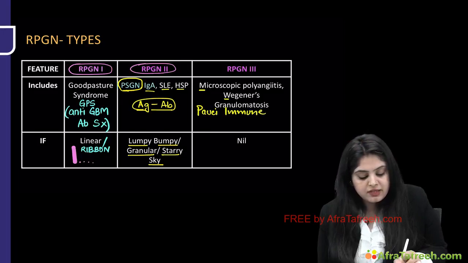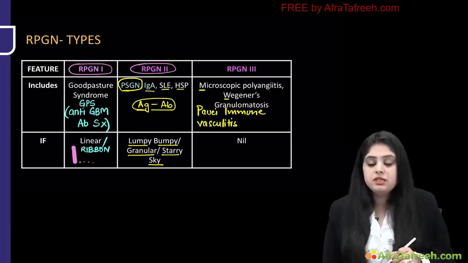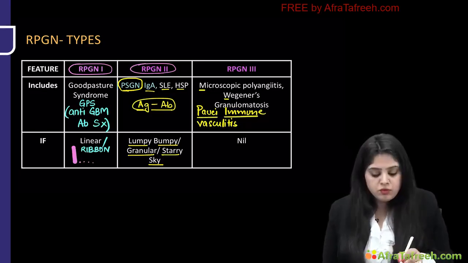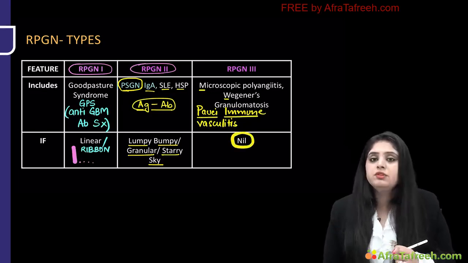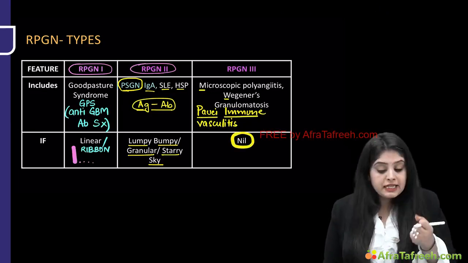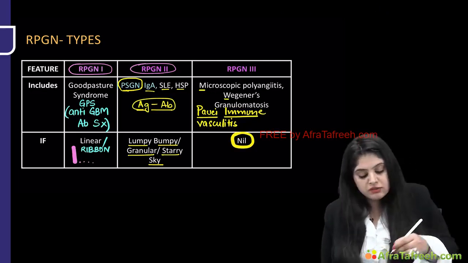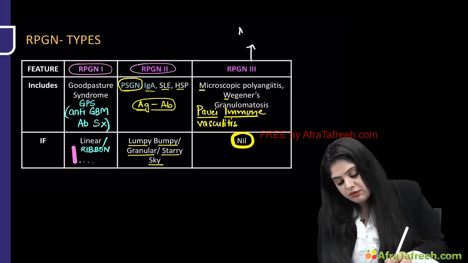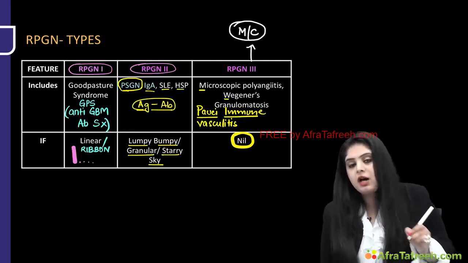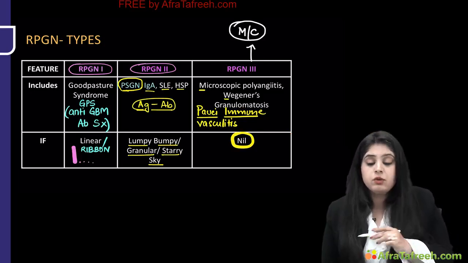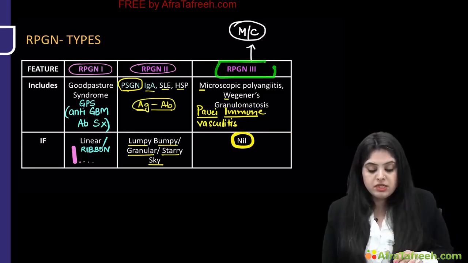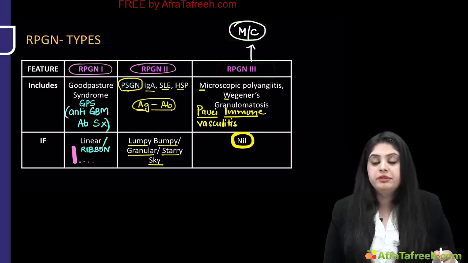Pauci-immune vasculitis. The word pauci is telling you about immunofluorescence, any kind of immune deposition. Pauci means less. There is no immune deposition. And do you know, this RPGN happens to be the most common RPGN that we have. So there is a question like this also, that RPGN type 3 is the most common.